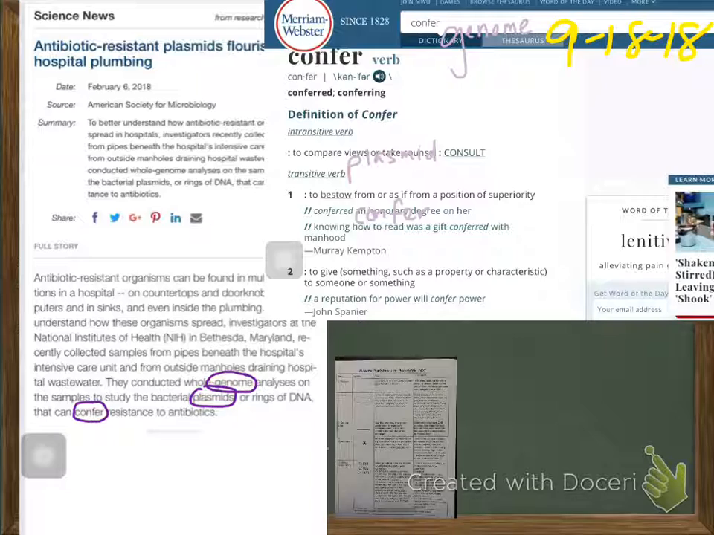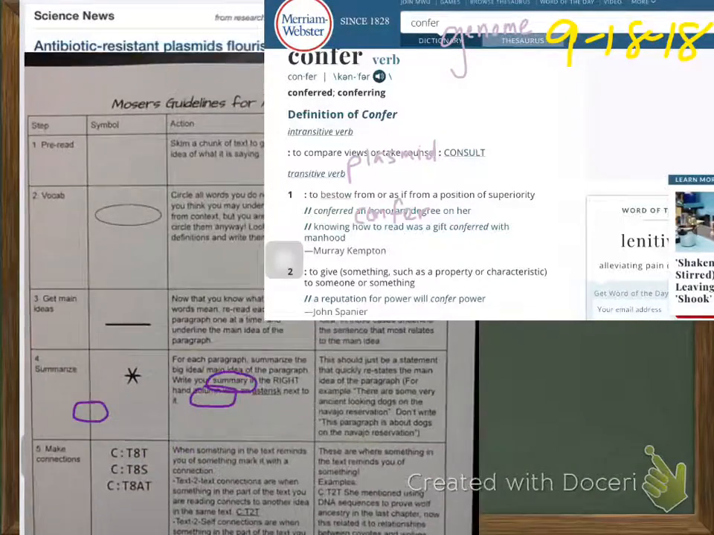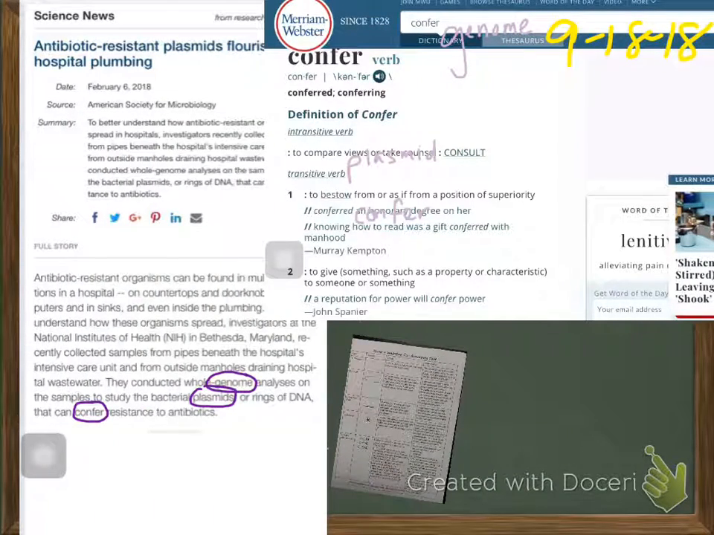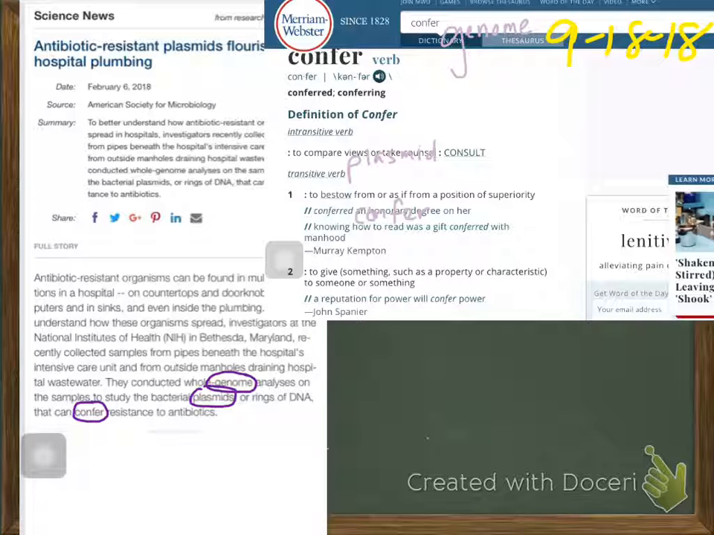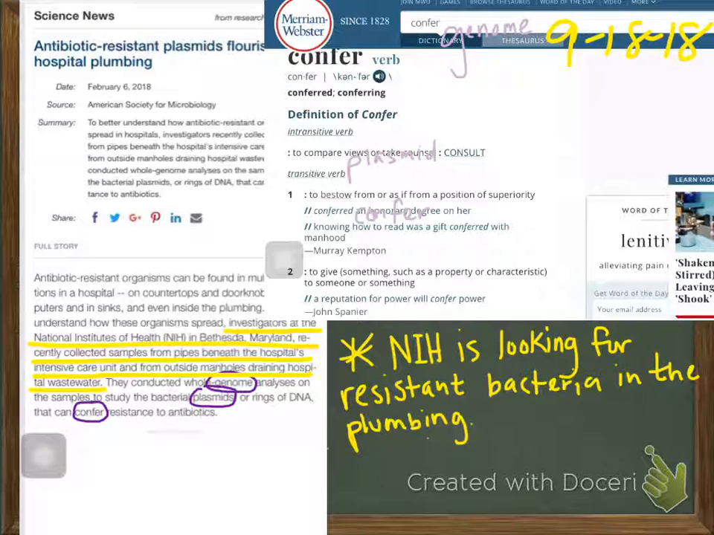Based on that, I can start looking at getting the main idea and then summarizing. So I'm going to stick that up there. To underline my main idea, I picked some color. This is a little tougher. This is sort of an intro paragraph. What is the big idea in this paragraph? Once I've identified the main idea, I'm going to summarize it for myself. Your summary may look slightly different from somebody else's. But I'm going to summarize the main idea of this paragraph like this. That's how I would sum that up: NIH is looking for resistant bacteria in the plumbing.